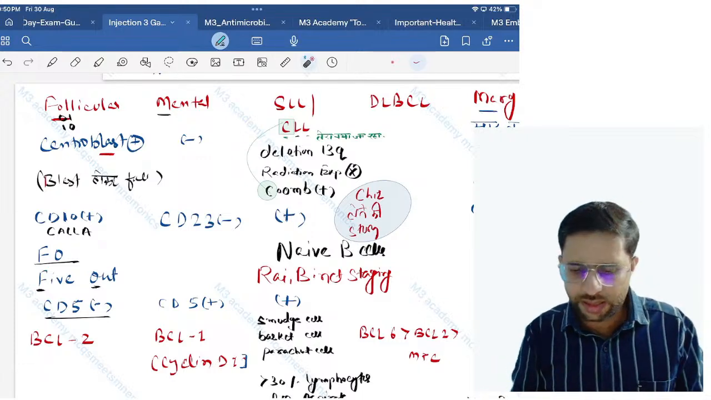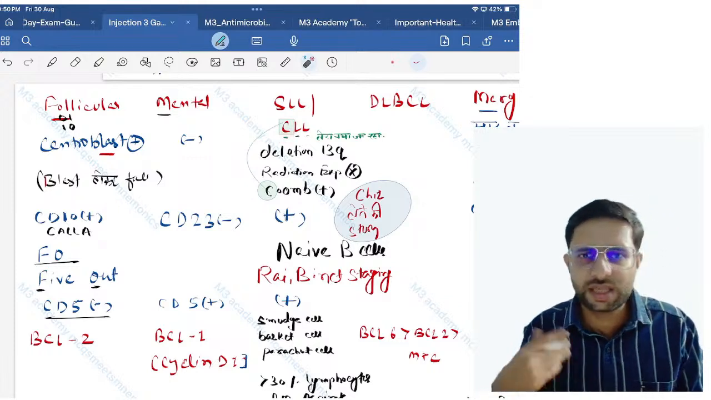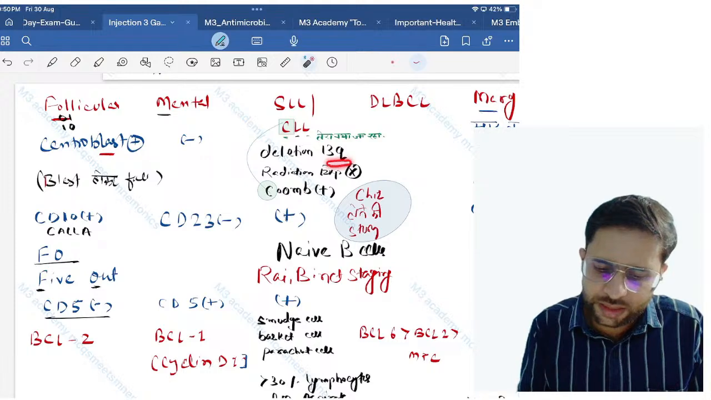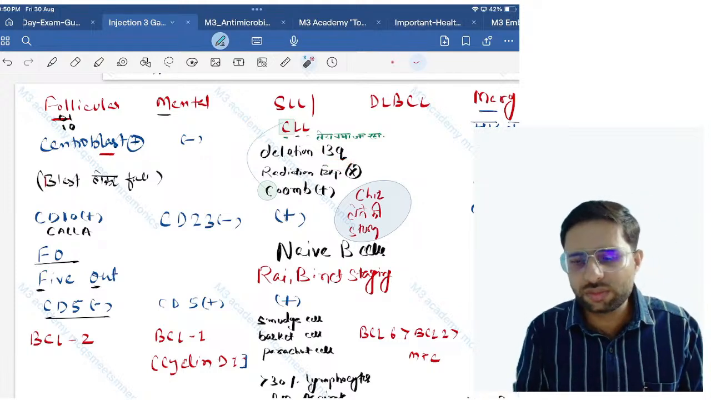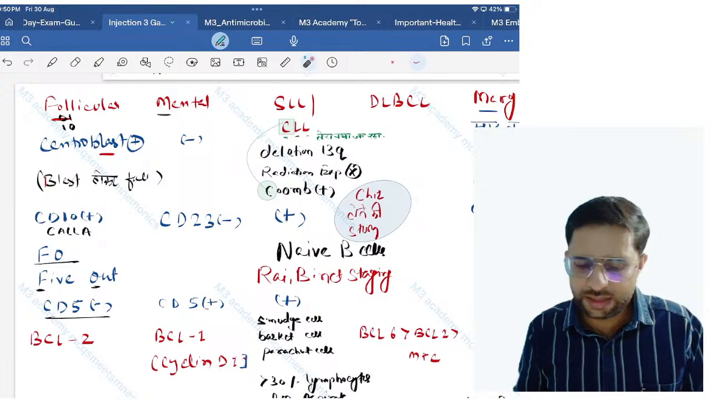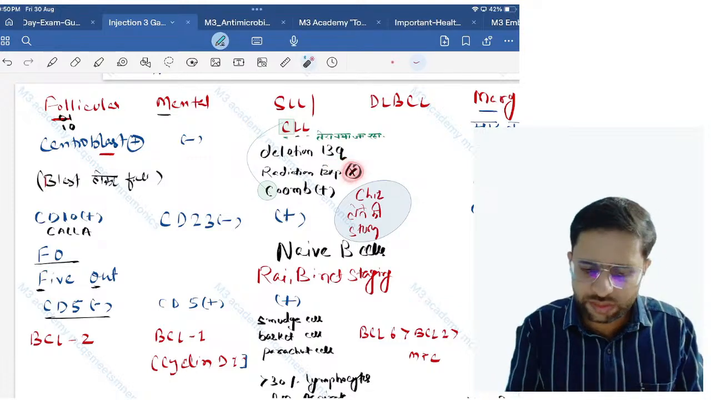SLL and CLL: C means चीज, कुछ चीज लेने जा रहे हैं। तो चीज लेने जा रहे हैं तो कोई बोलेगा तेरा क्या जा रहा है, मैं ये चीज लेने जा रहा हूँ, तो तेरा क्या जा रहा है। So in the SLL and the CLL there is deletion of 13q, and this is the only leukemia which is not associated with radiation exposure.